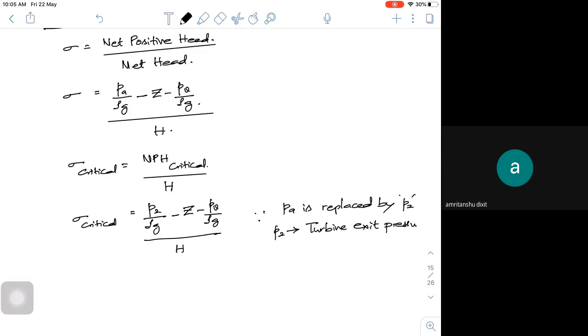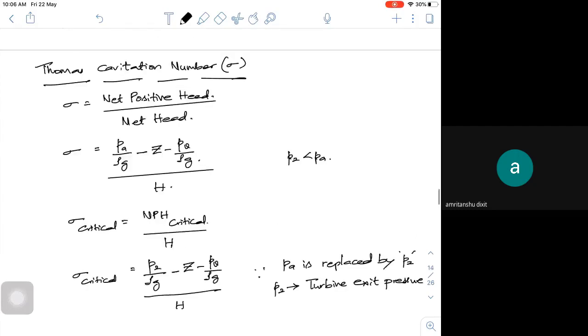And one thing you have to be clear about is that your P2 is less than your P atmospheric. PA by rho g is 10.3 meters, while this may be around 7 or 8 meters. That means this ratio is less than 1. So I will end up with a smaller number, which is the threshold number. This threshold number, your critical Thoma cavitation number, is very, very important when you are designing your turbines or at the time of installations.